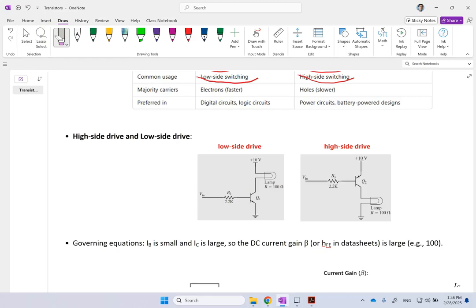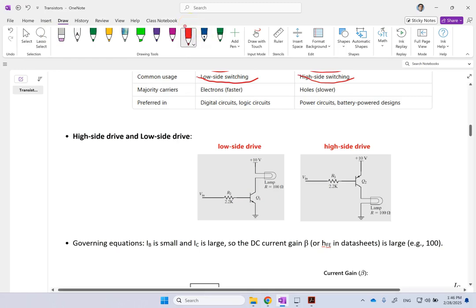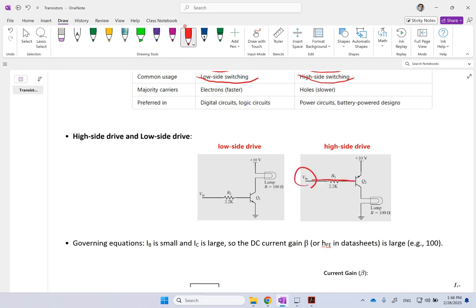On the other hand, in high side switching, you see that the switch is between what and what? It's between your power supply Vin and the load. There is no switch between the load and the ground. The load is already grounded on one end. The other end of it can be connected or not connected to the power supply.